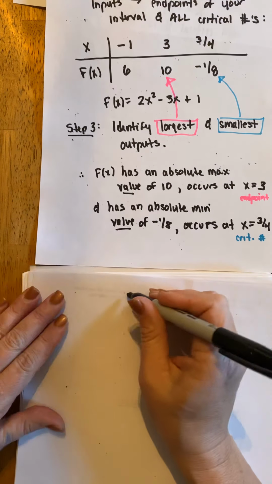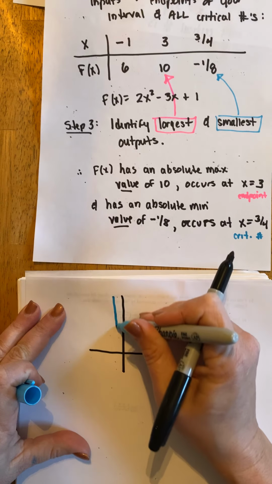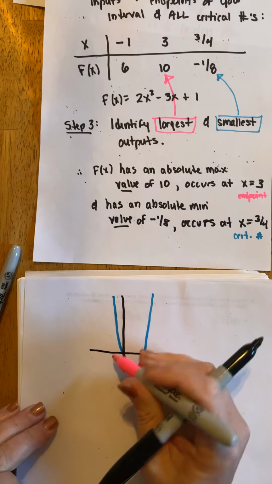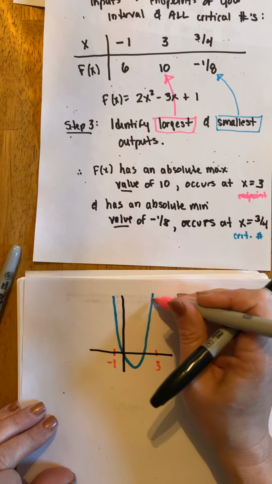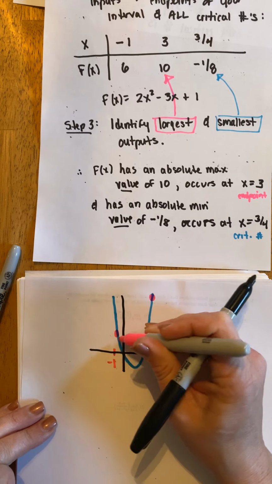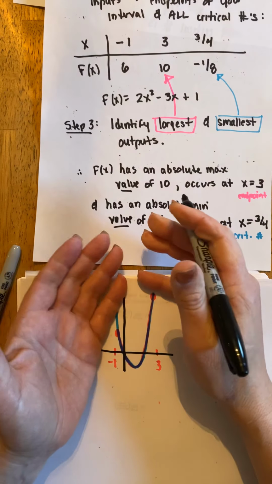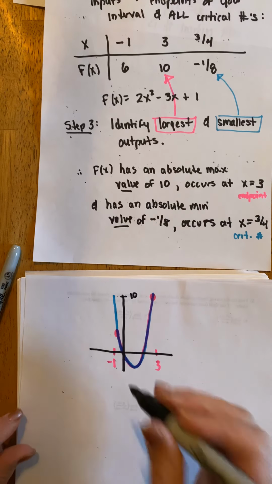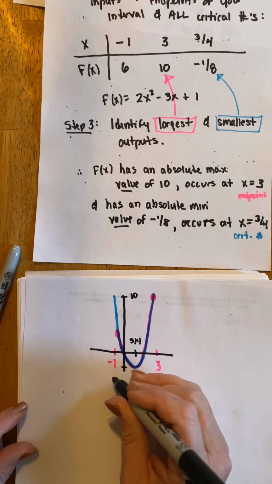If we graph this function again, I graphed it previously, it looked like this. So we're only looking at it between -1 and 3. If we look at this function only from here to here, because we don't care what happens beyond those points, it reaches its highest value at 3, the output is 10, and it reaches its lowest value right here at the vertex at 3/4, and that output was -1/8.